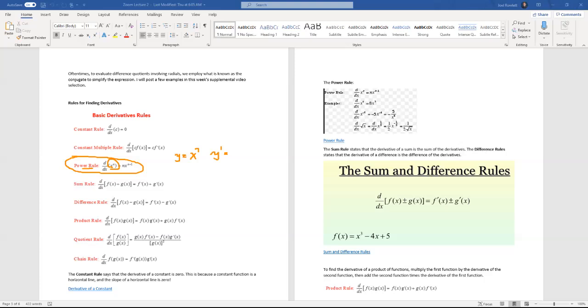And according to the power rule, I just take the exponent down. This is my n, 7. Multiply that by x to the power of n minus 1. That comes straight from the formula here. And since n is 7, 7 minus 1 is 6. So the derivative of x to the power of 7 is 7 times x to the power of 6. That is the power rule.